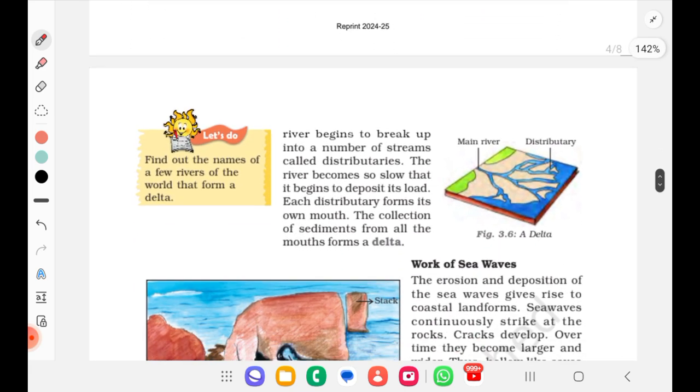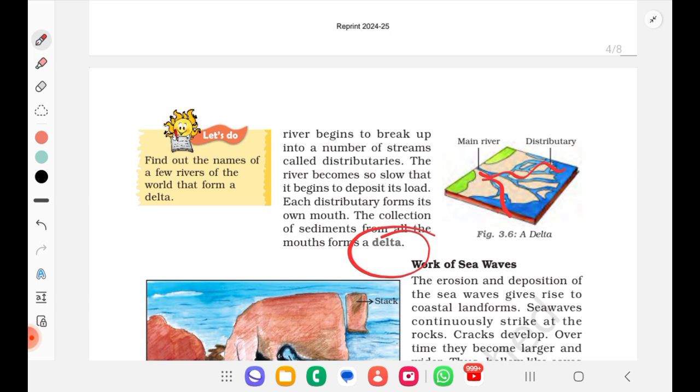The river begins to break up into a number of streams called distributaries. So later the river will also distribute into many distributaries. The river becomes so slow that it begins to deposit its load. Each distributary forms its own mouth. The collection of sediments from all the mouths forms a delta. So finally, the collection of sediments from all the mouths will form the delta.